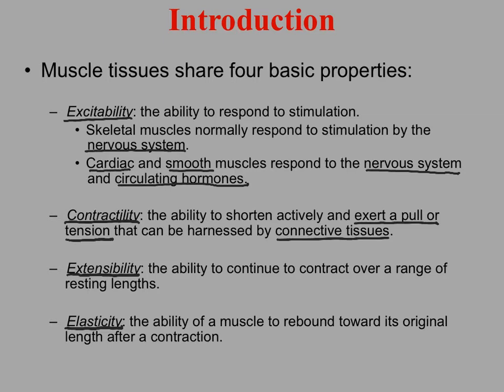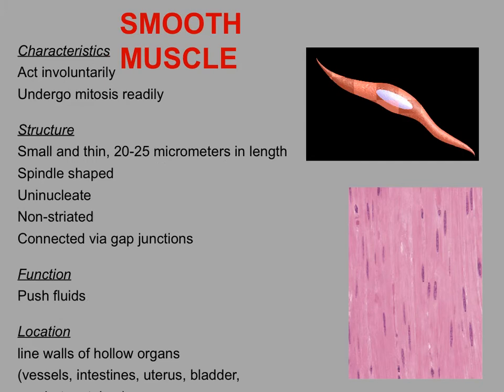So whether it's cardiac muscle or smooth muscle or skeletal muscle, all muscle has what we call elasticity. So the first thing we're going to do is look at the histology of muscle. And we're going to learn about smooth muscle first. We'll look at structure, function, and location, and then any other characteristics about that muscle.